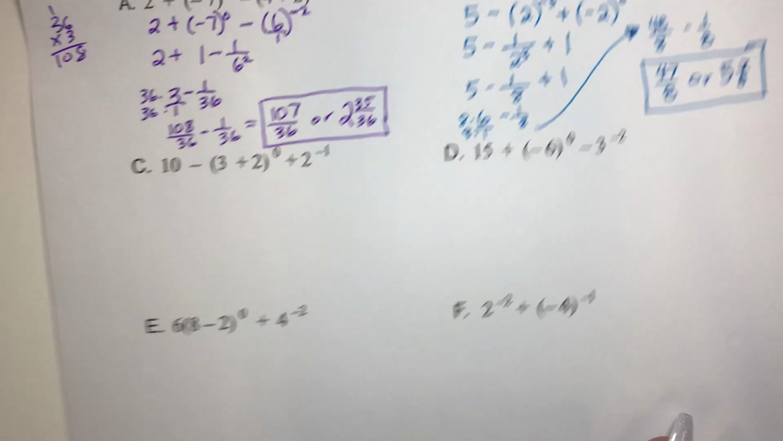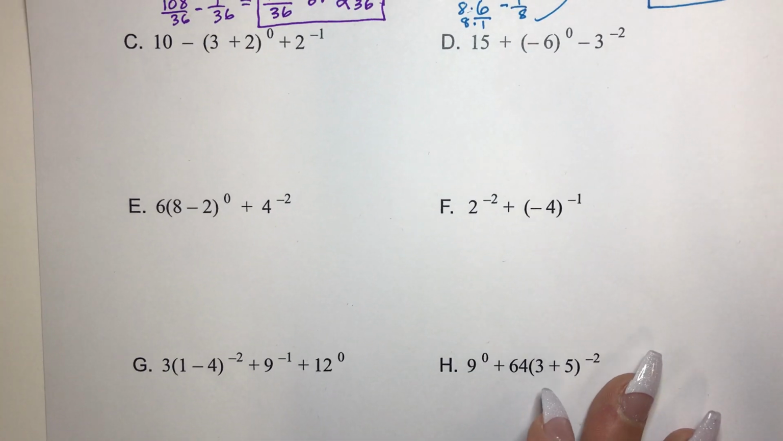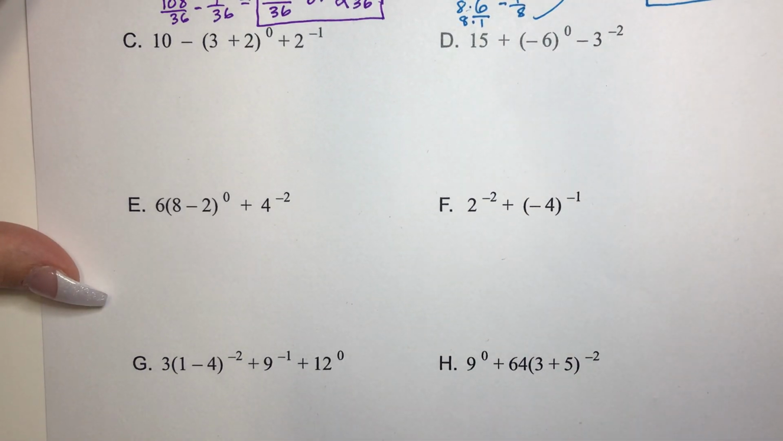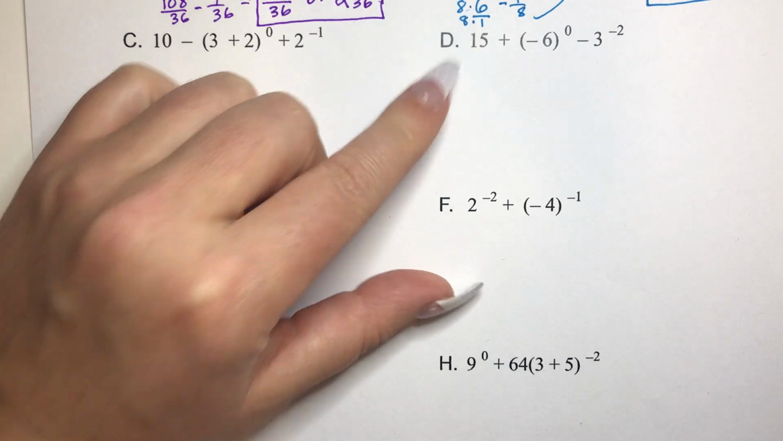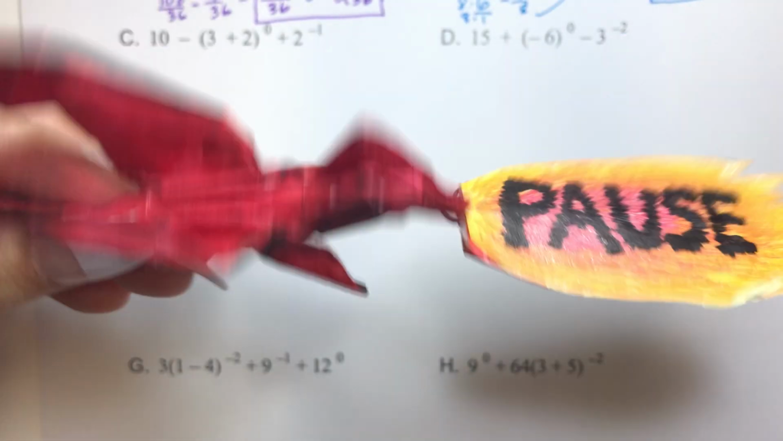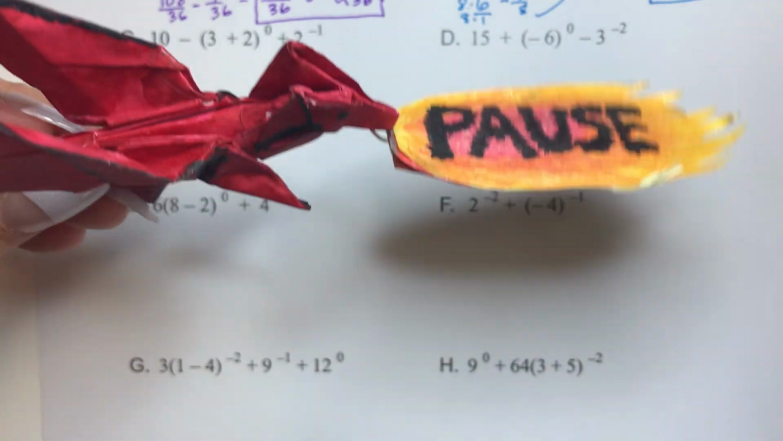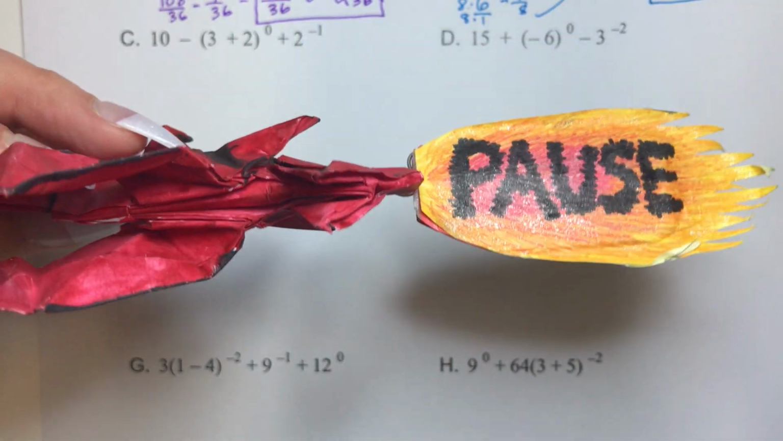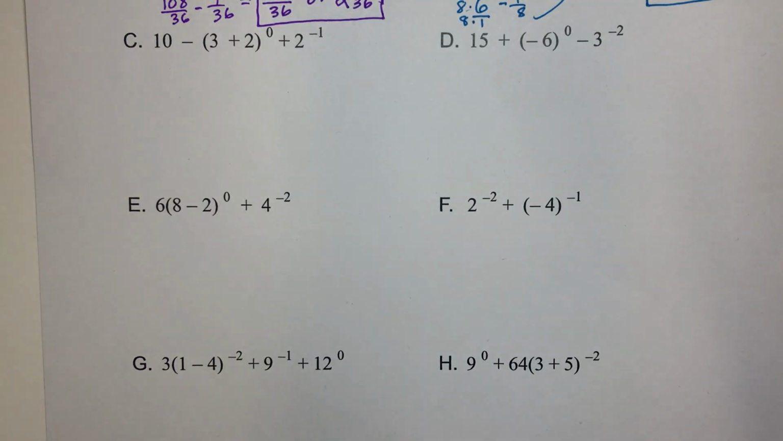Perfect. Okay, now I want to give you a chance to solve these problems. How about you go ahead and try C and D on your own. Here's my friend, the pause dragon, coming in, reminding you to pause your device. Go ahead and work out C and D. When you get done, press play and we'll talk about them together. All right, see you in a bit.